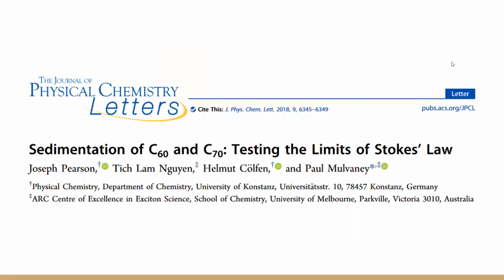The article I chose is called Sedimentation of C60 and C70, Testing the Limits of Stokes' Law. The authors are Joseph Pearson, Tig Nguyen, Helmut Kolfin, and Paul Mulvaney, and the article is from the Journal of Physical Chemistry Letters. As a quick note, all the figures and equations shown in this presentation are directly from the article.